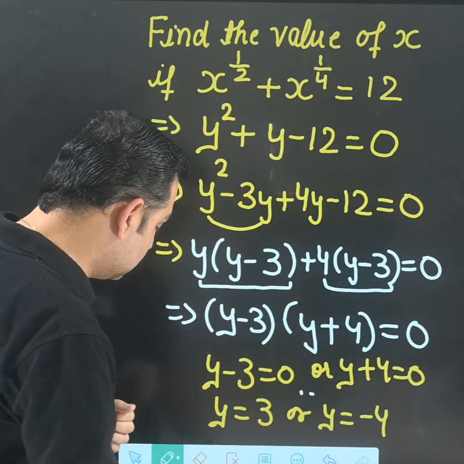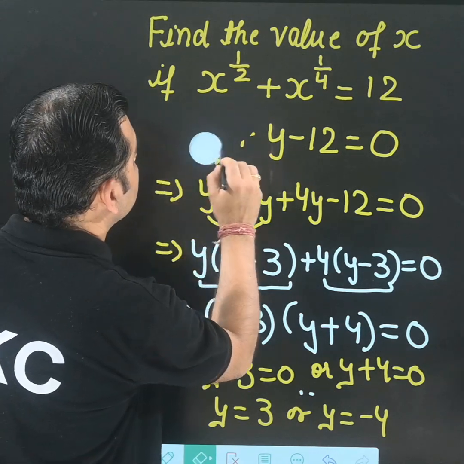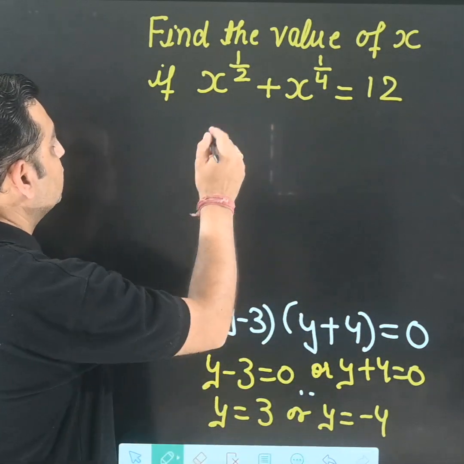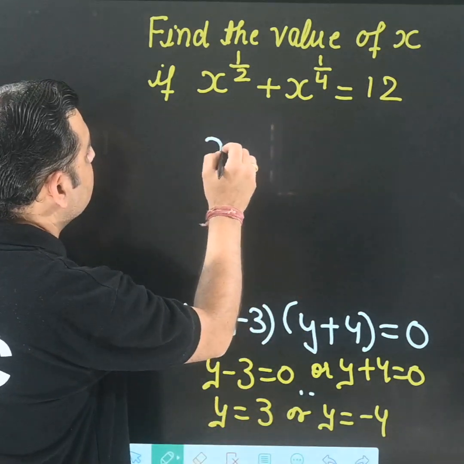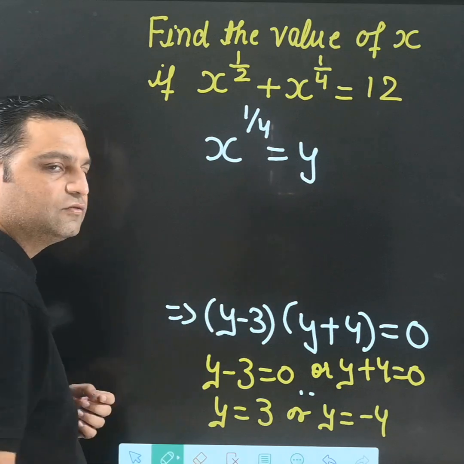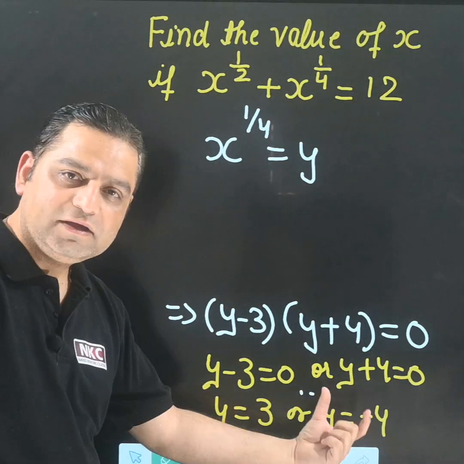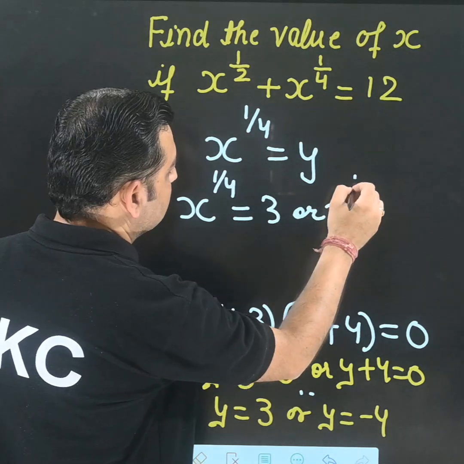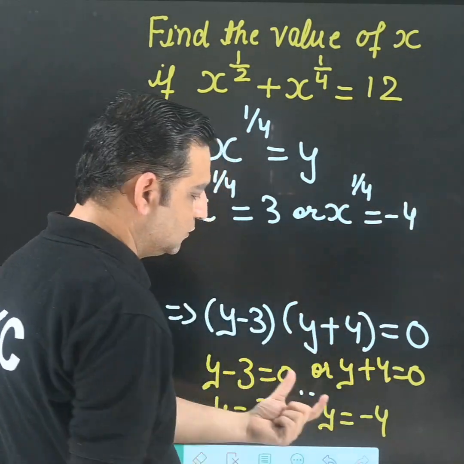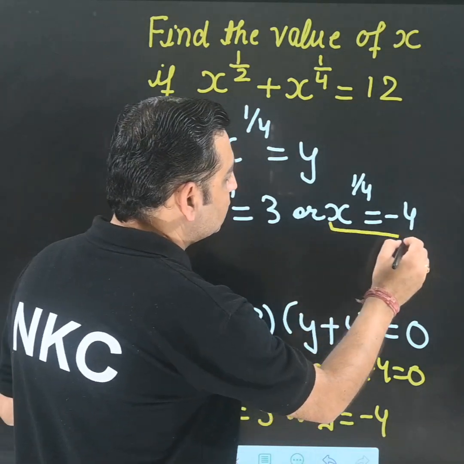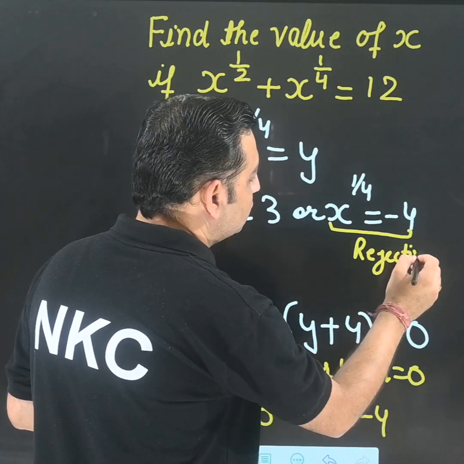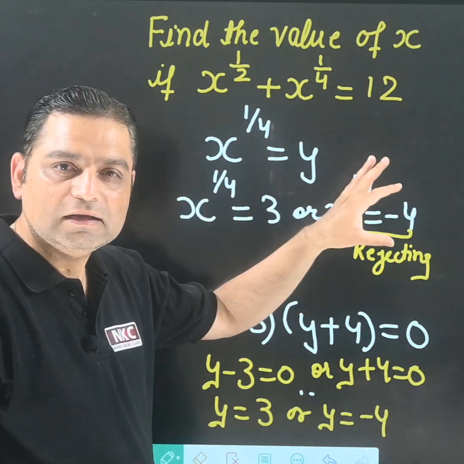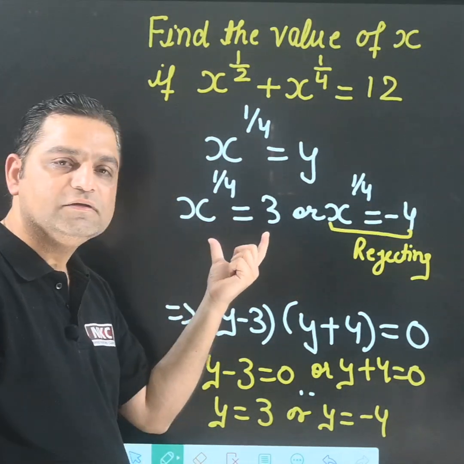Now if you remember, initially we started, I'm going to clean the board first. Initially we started doing the question by supposing x power 1/4 as y, right? This is what we started. The value of y we have found. That means x power 1/4 is equal to 3 or x power 1/4 is equal to minus 4, right? Minus 4 is also there. I am going to reject this value. Why am I going to reject this value? Because the fourth root of x can never be negative. That is why I am rejecting this value. I am keeping this value only.